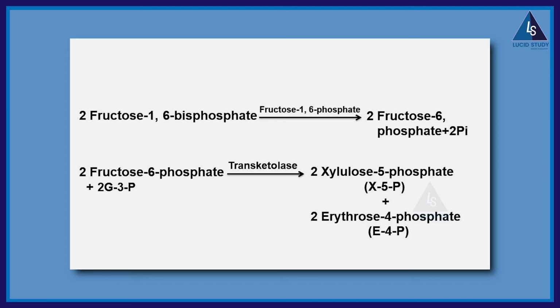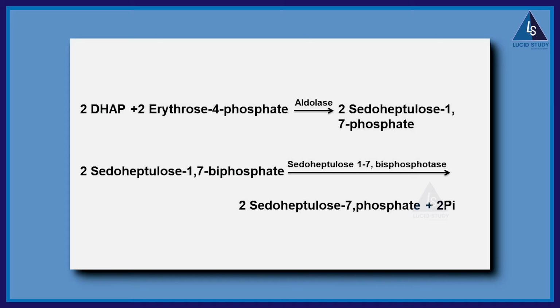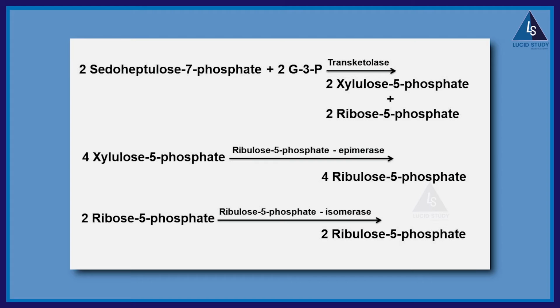The 2 fructose 6-phosphate along with 2 G3P, under the transketolase enzyme, convert into 2 xylulose 5-phosphate and 2 erythrose 4-phosphate. Then 2 DHAP combine with 2 erythrose 4-phosphate under aldolase enzyme to convert to 2 sedoheptulose 1,7-bisphosphate, which under sedoheptulose 1,7-bisphosphatase gets converted into 2 sedoheptulose 7-phosphate and 2 Pi is released.